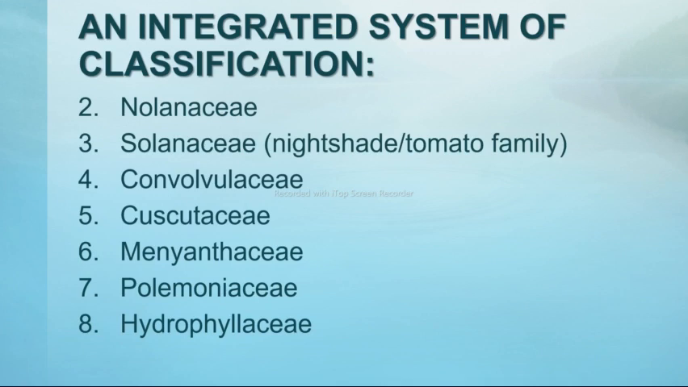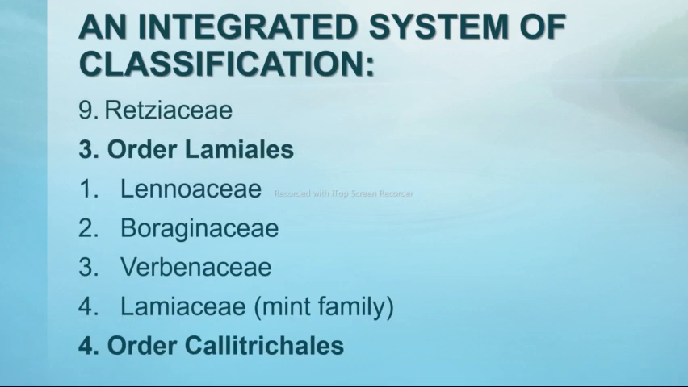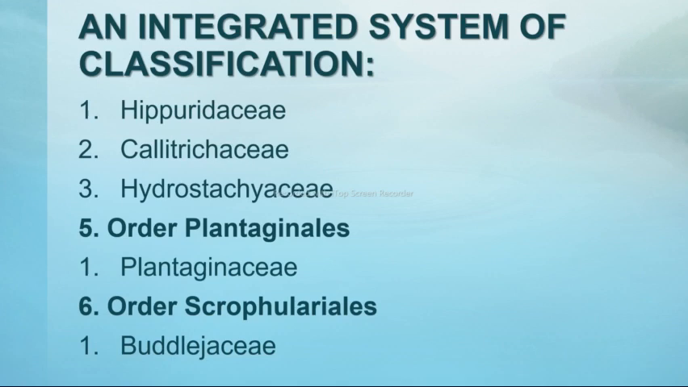And the second order is the Solanales, which includes the Duckeodendraceae and Nolanaceae and Solanaceae, which is the nightshade tomato family, Convolvulaceae, Cuscutaceae, Menyanthaceae, Polemoniaceae, and Hydrophyllaceae, and Retziaceae. So the third order is Lamiales, which includes the Lennoaceae, Boraginaceae, Verbenaceae, and Lamiaceae, which is the mint family.